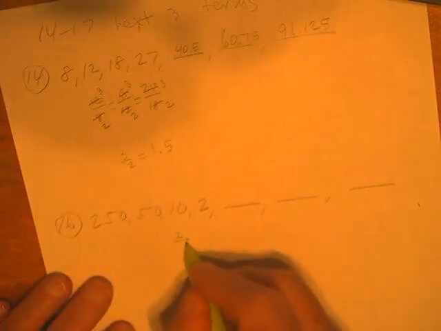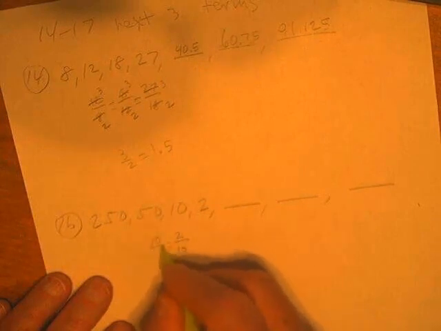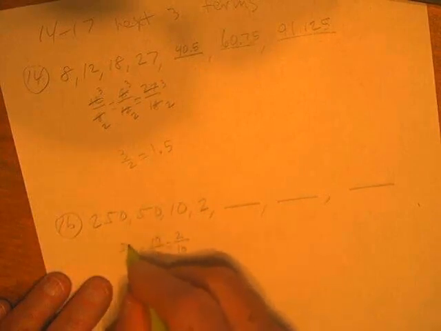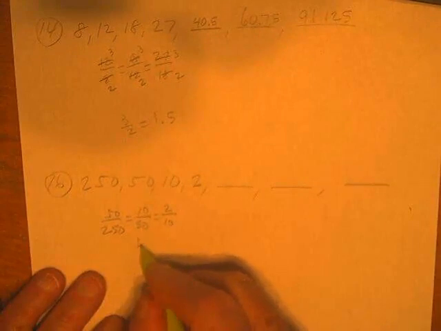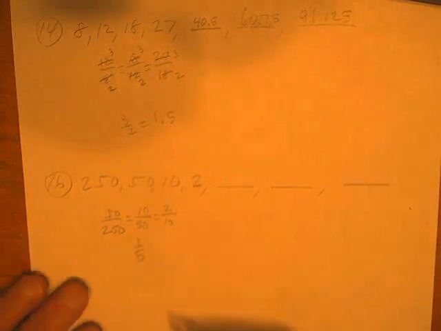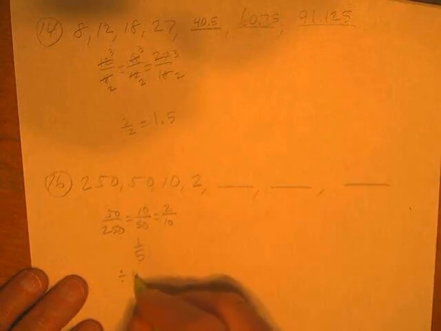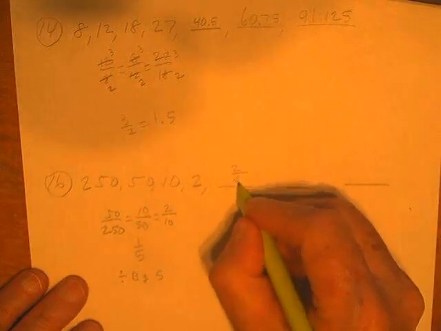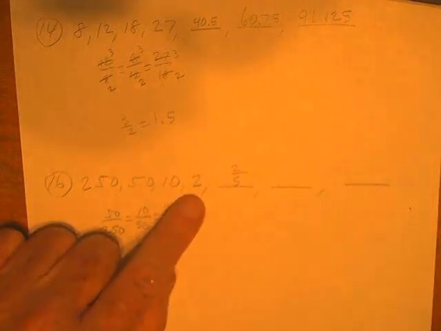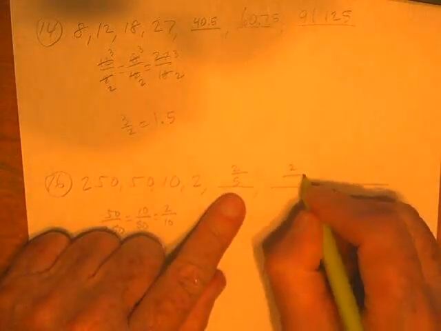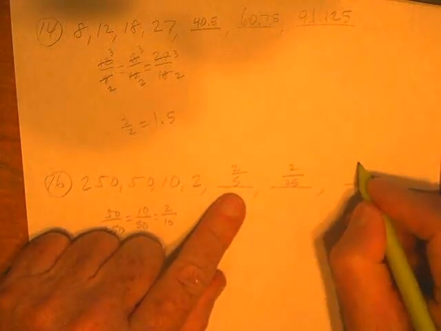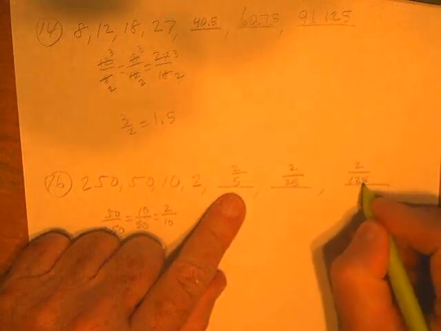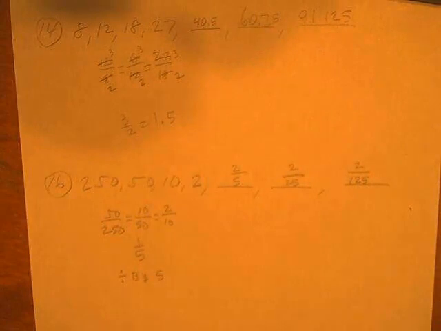So come down to this one, 2 divided by 10, 10 divided by 50, 50 divided by 250. Well, the common ratio is 1/5. So this is divide by 5. So I want to take 2 and divide by 5. Then I want to take this and divide by 5. So just multiply the bottom by 5. And you should be okay on 16.